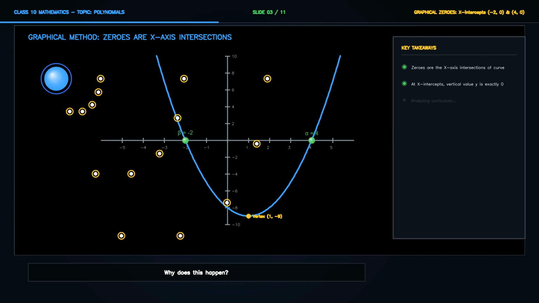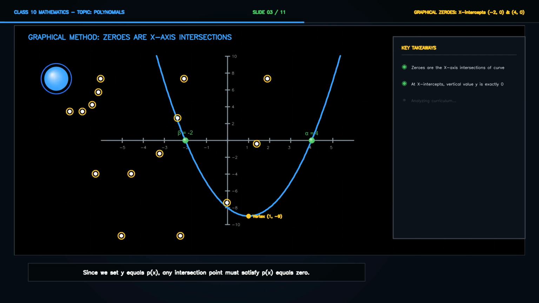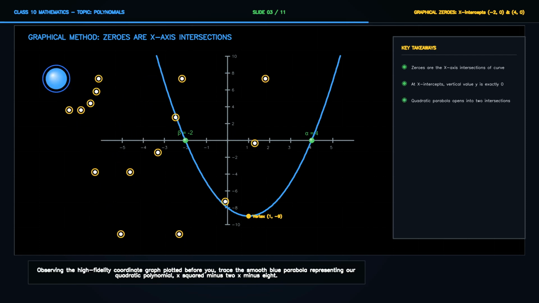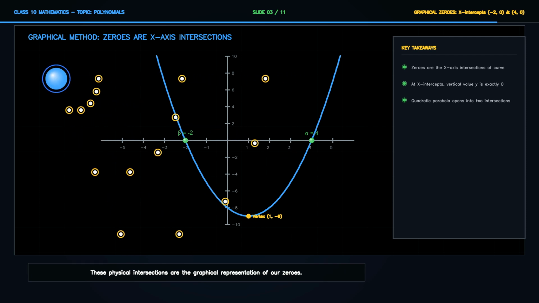Why does this happen? At any point on the x-axis, the vertical coordinate, y, is exactly 0. Since we set y equals p(x), any intersection point must satisfy p(x) equals 0. Observing the high-fidelity coordinate graph plotted before you, trace the smooth blue parabola representing our quadratic polynomial, x squared minus 2x minus 8. Notice how it sweeps down through the quadrant and crosses the horizontal x-axis at exactly 2 points, negative 2 and positive 4. These physical intersections are the graphical representation of our zeros.